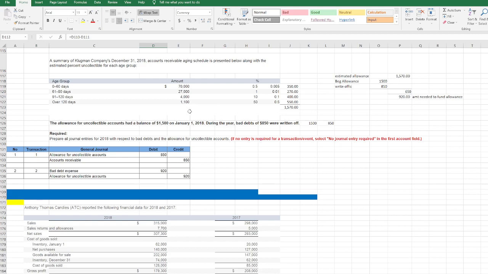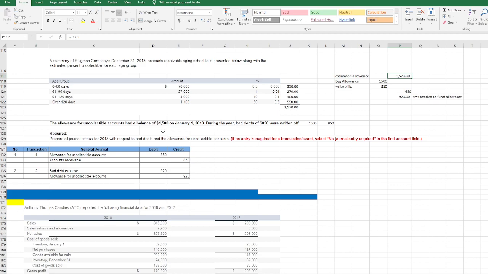And the 90 to 120, we tend to write off 10% of that, so that's $400, and over 120 days, which I'm not really sure why we still have it on the books for over 120 days, but we do. Maybe it's a special account or a dispute, who knows, but we write off 50% of that. Then we add all that together, and that's what we should fund our allowance with. So our estimated allowance should be $1,570.